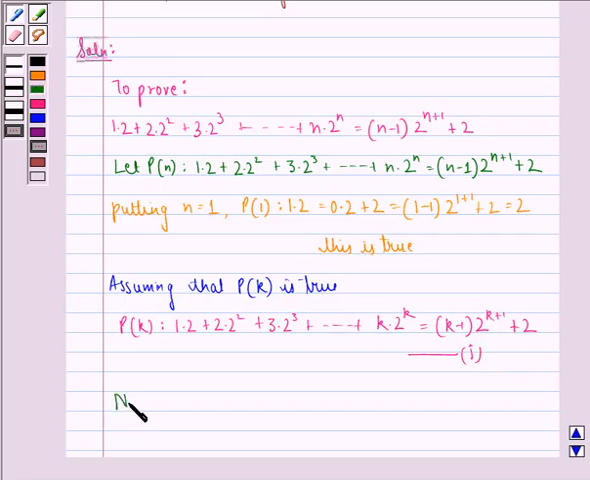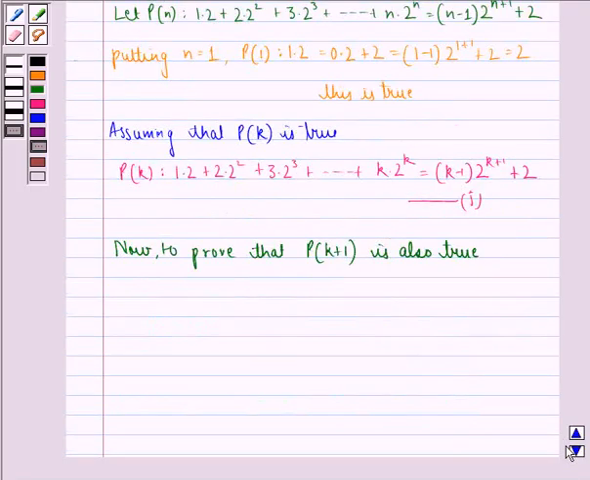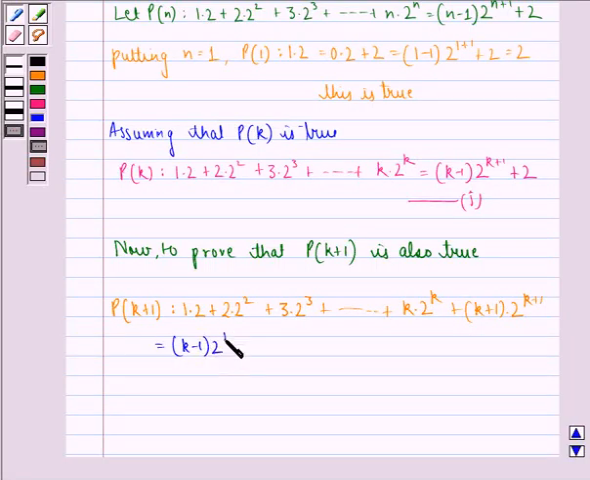Now, to prove that P at k plus 1 is also true, P at k plus 1 is 1 into 2 plus 2 into 2 square plus 3 into 2 cube up till k into 2 raised to power k plus (k plus 1) into 2 raised to power (k plus 1). This is equal to (k minus 1) into 2 raised to power (k plus 1) plus 2 plus (k plus 1) into 2 raised to power (k plus 1). This we get using the first equation.